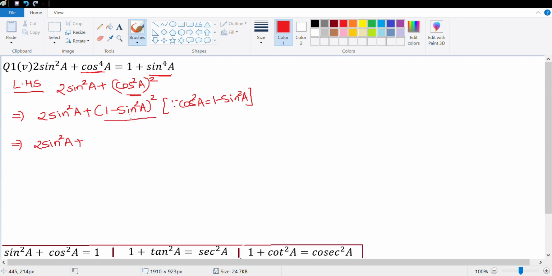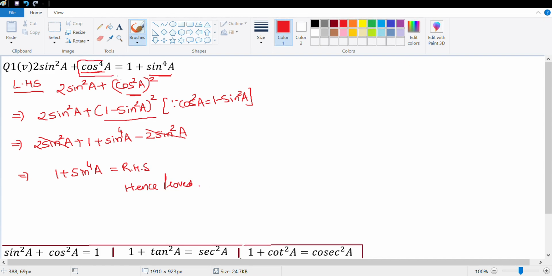This is in the form x minus y whole square, which means x square, in this case 1, y square, in this case sine to the power 4A, minus 2xy, minus 2 into 1 into sine square A. So minus 2 sine square A plus 2 sine square A, and minus 2 sine square A gets cancelled, so I'm left with 1 plus sine to the power 4A. Done. And this is my right hand side, so I have reached where I needed to, hence proved. Simple question. All we needed to realize was how to convert cos to sine. Good. Let's look at the next question.